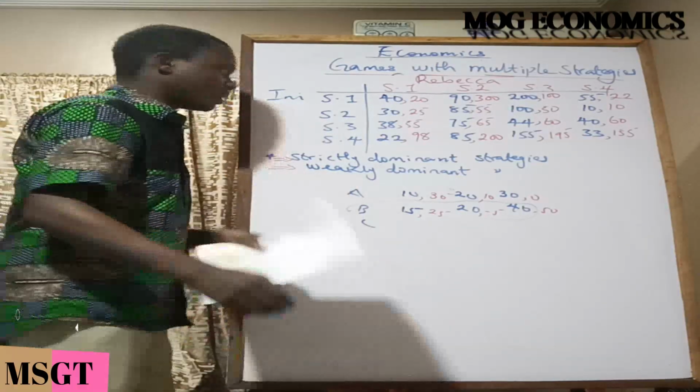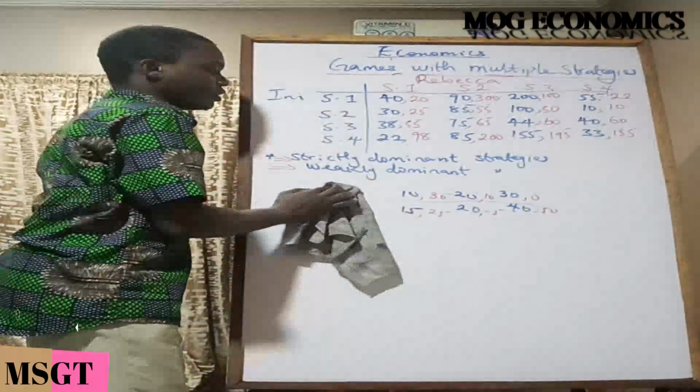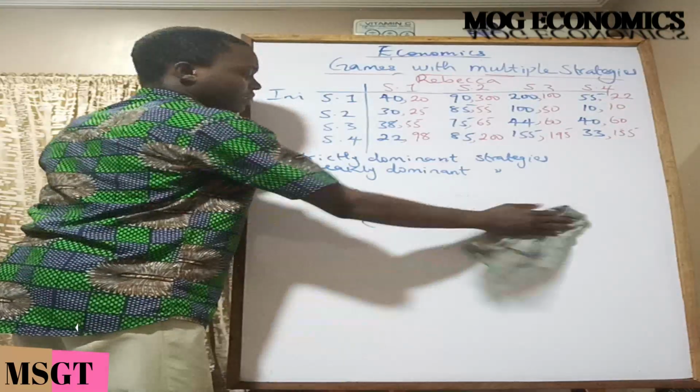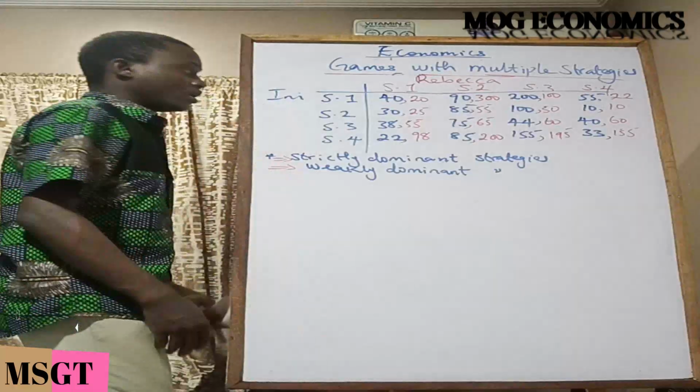So let's look at this particular game, and first we need to find out the dominant strategies before we begin to solve the game. So, do these players have dominant strategies? I've decided to write them in two inks so that it can be easily understood.